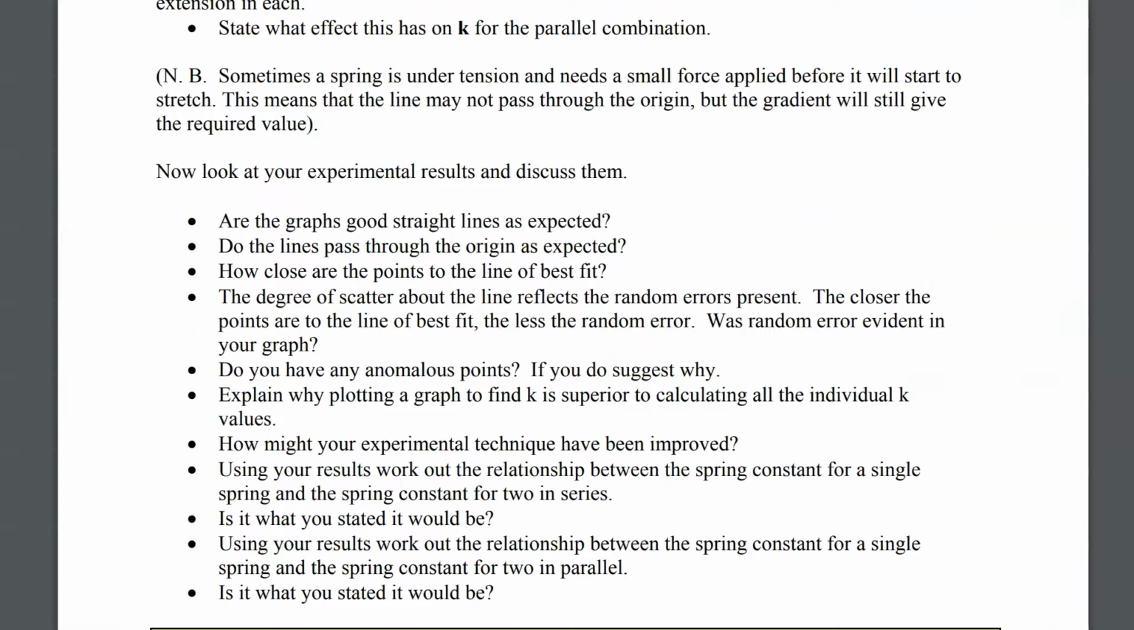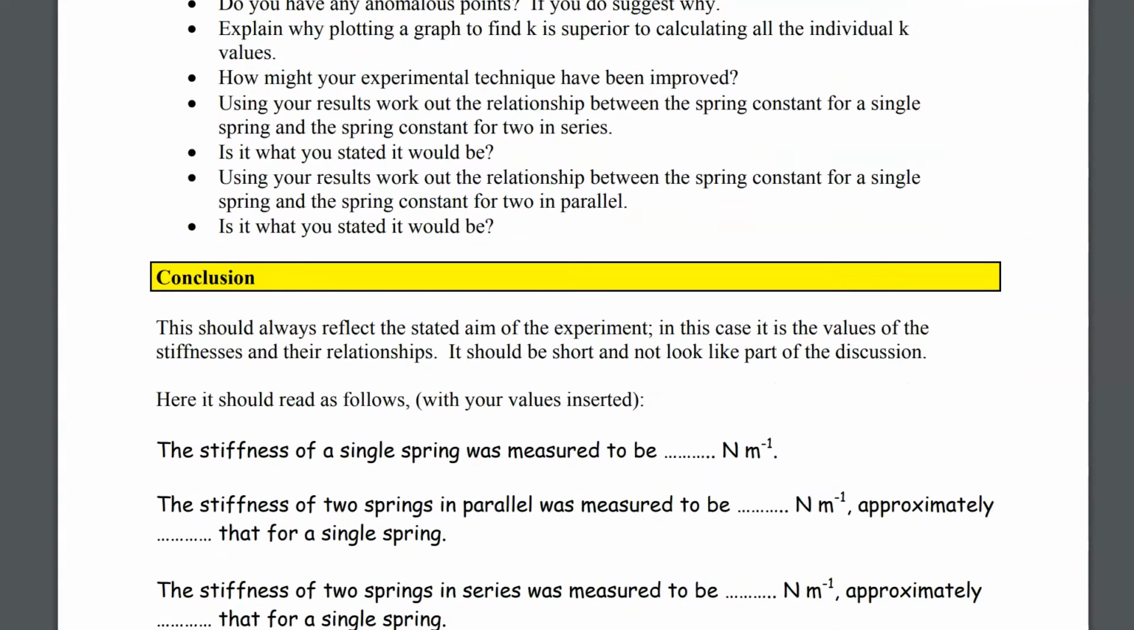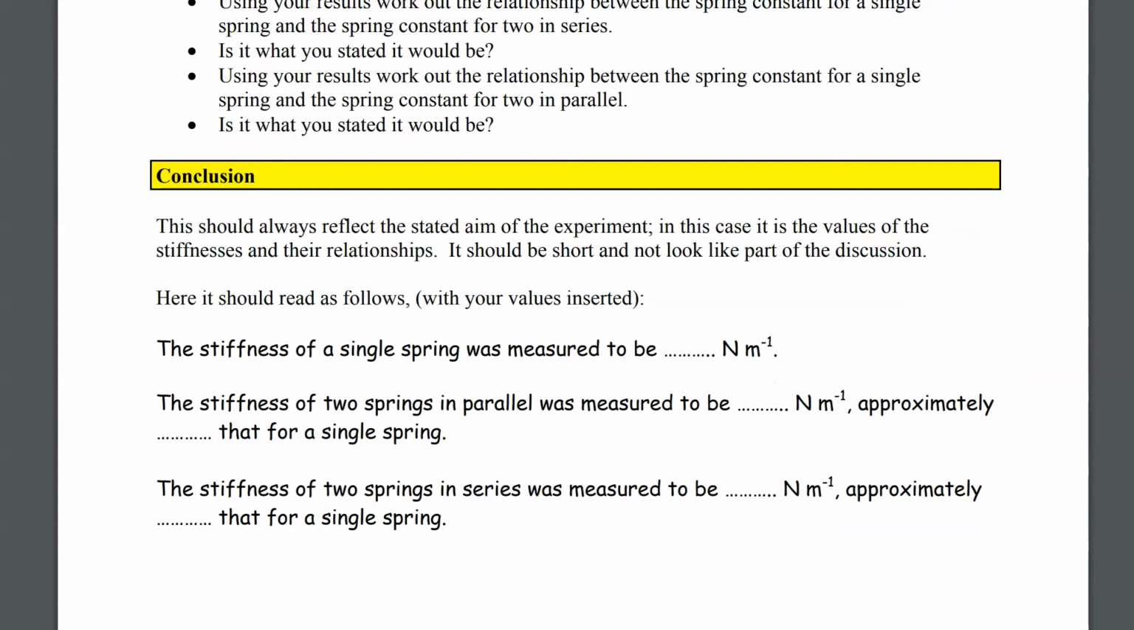But you can talk about anomalous points and random errors, and this is basically trying to get you to think about where might error creep into your experiment. And then at the end we've got a nice little conclusion where you're going to copy out and say what the spring constant of a single spring, series springs and parallel springs are. And believe it or not, that's the end of this. Please, when you do this experiment, do everything nice and carefully. Your improving your experimental technique will only come about by you carefully applying what you're meant to be doing in each lab.